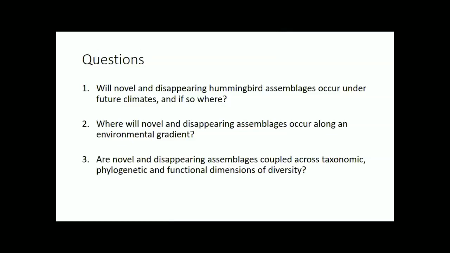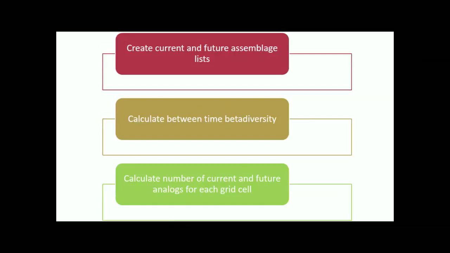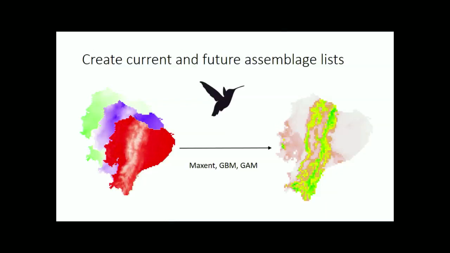So we used the study site of Ecuador, which has a strong precipitation gradient ranging from the eastern wet lowlands over to the west. And it also has a strong elevational gradient with the Andes running down the middle of the country. So our workflow was that we created current and future assemblage lists using species distribution modeling. We then calculated for each grid cell within the study site between-time beta diversity. So for every cell, we calculated the beta diversity between current and future assemblage lists. And then we used these to calculate the number of current and future analogs for each grid cell.